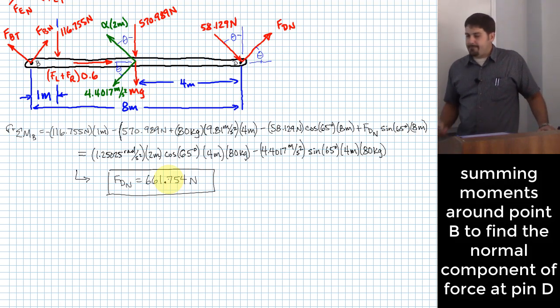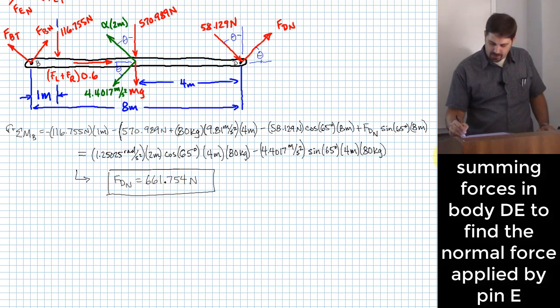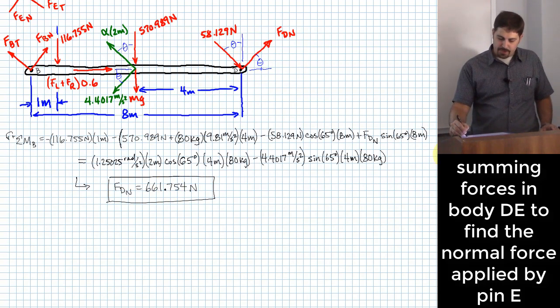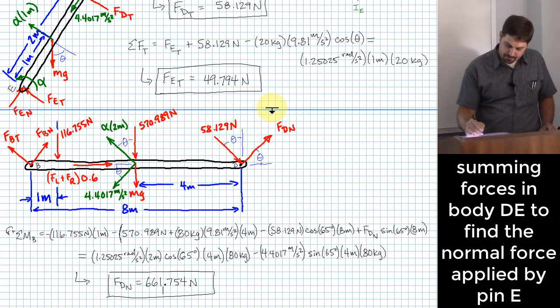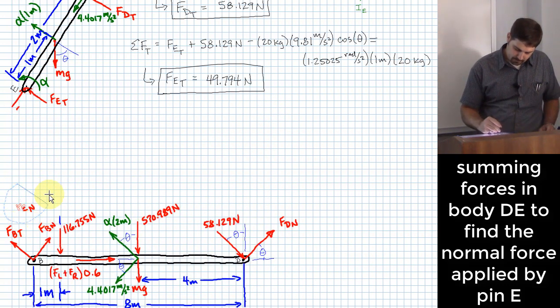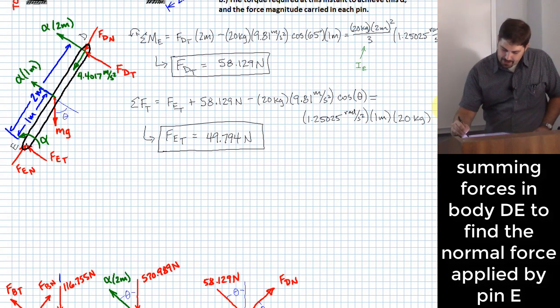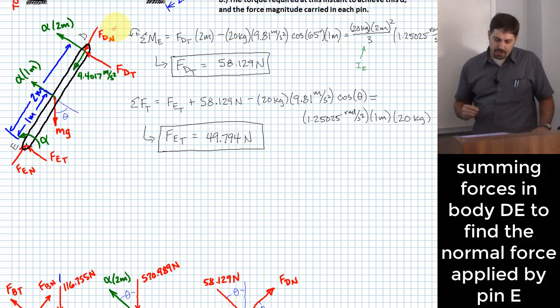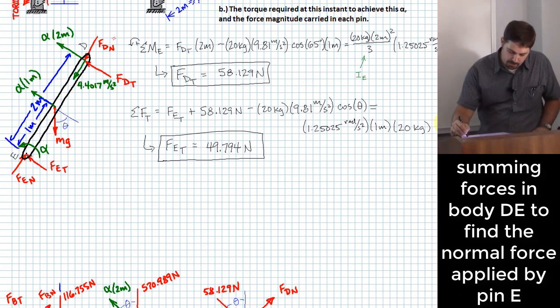Well, what do I do with that? I can do a few things with it. The first thing I would note is we can go back up to our previous part of this problem. If I go back up to the previous part of the problem, now I can say this FDN that I have right here is no longer unknown. I now know that it is 661.754 newtons.